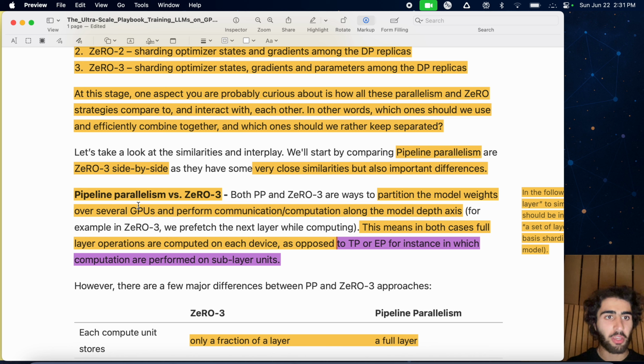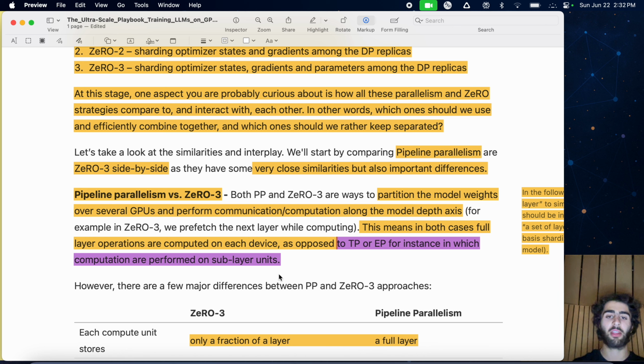And now if we compare pipeline parallelism with the zero redundancy optimizer 3, both are ways to partition the model weights over several GPUs and perform communication and computation along the model depth axis, which is to say along the depth of the model. So if we have 10 layers, we're cutting it up layer-wise. This means in both cases, full layer operations are computed on each device because we're cutting up along the layers, but the layers themselves are intact. And this is as opposed to tensor parallelism or expert parallelism, where computations are performed on sub-layer units.